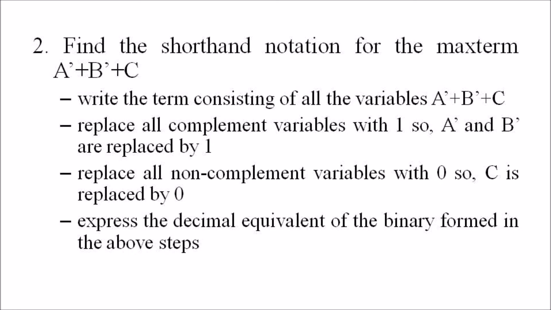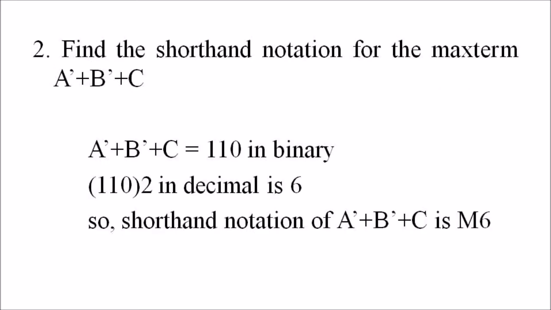And finally, express the decimal equivalent of the binary formed in the above steps. So, a complement plus b complement plus c is equivalent to 110 in binary. That is, the decimal equivalent of 110 is 6. Therefore, the shorthand notation of a complement plus b complement plus c is M6, capital M and 6.